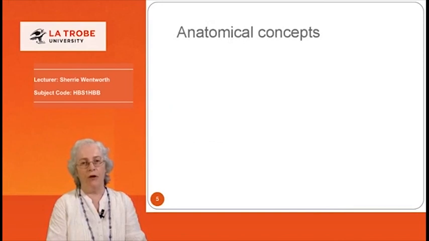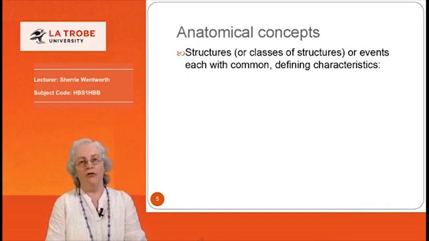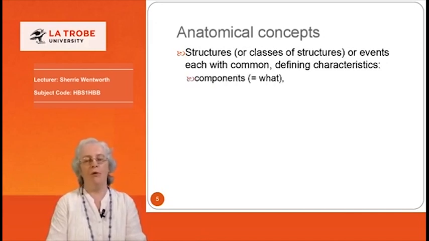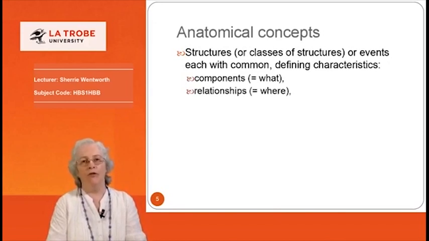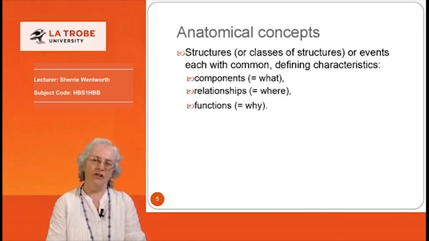So, anatomical concepts. We're looking at the idea of structures or groups of structures or events that have common defining characteristics. We can look at the idea of what it's made of. What are the components that make it up? Where is it? What are the relationships? Where does it fit in the body? Why is it there? Why do we need this structure?